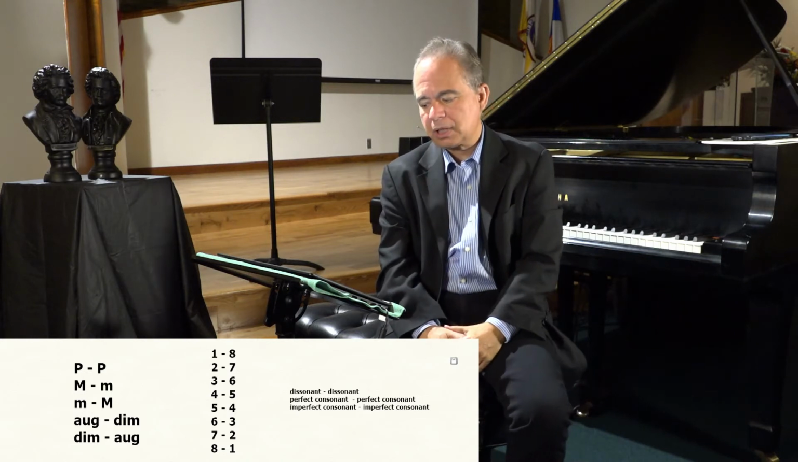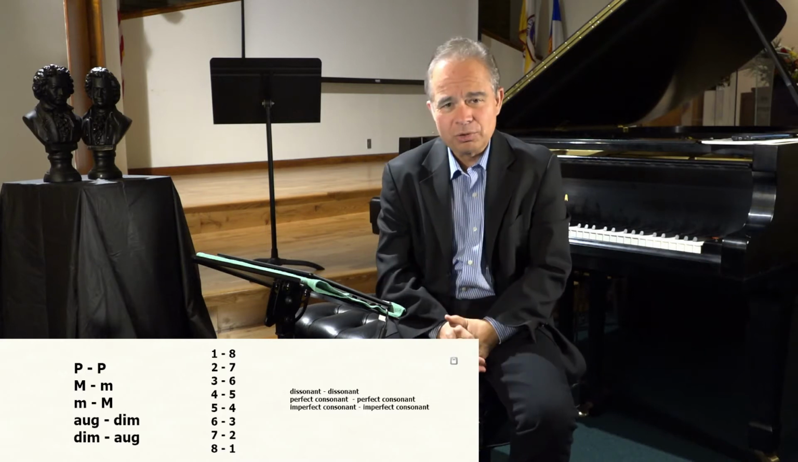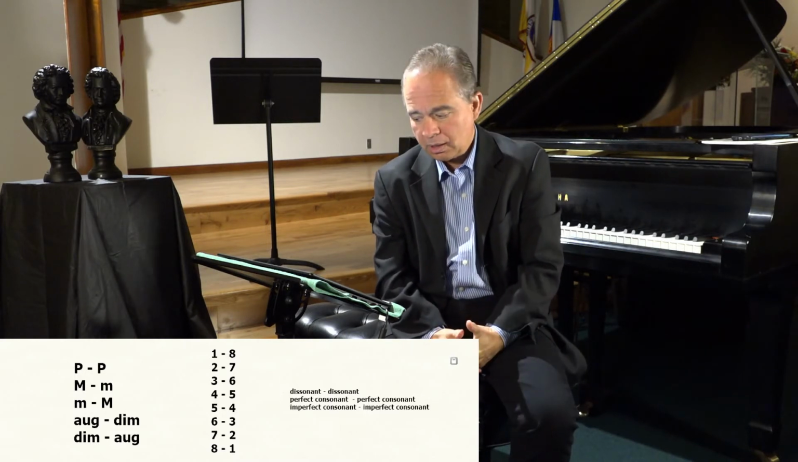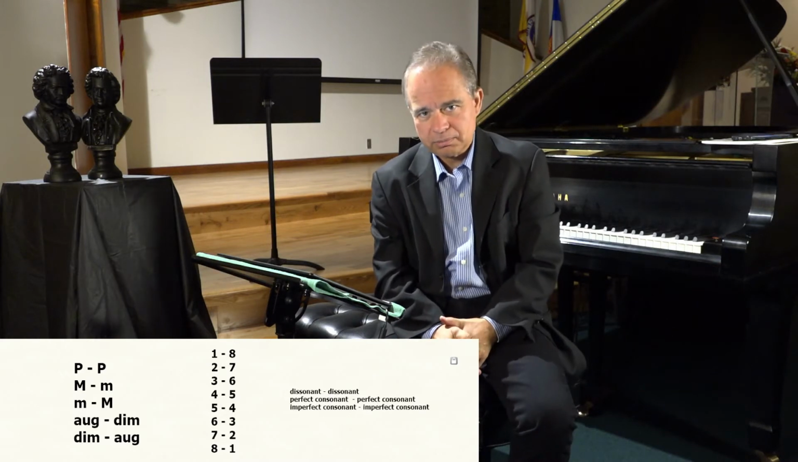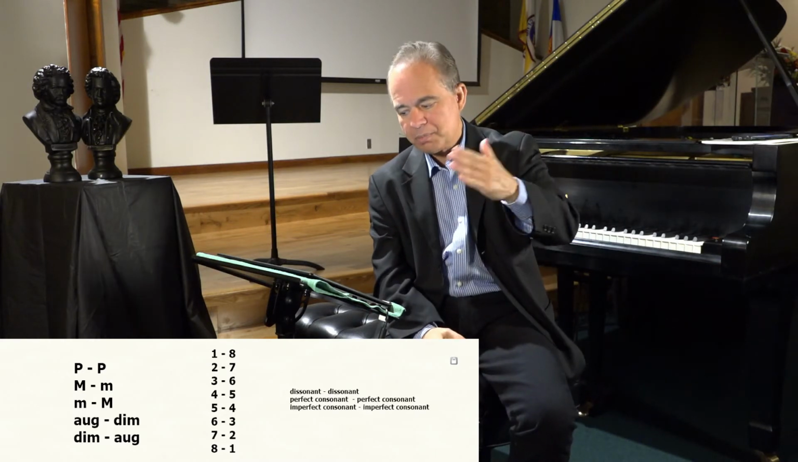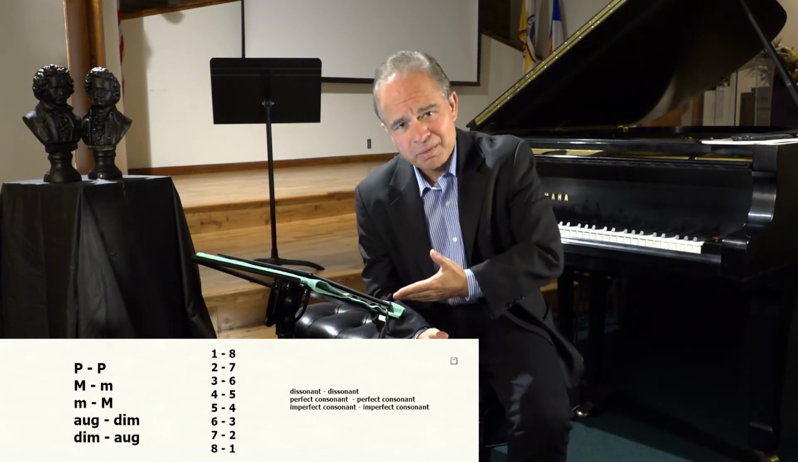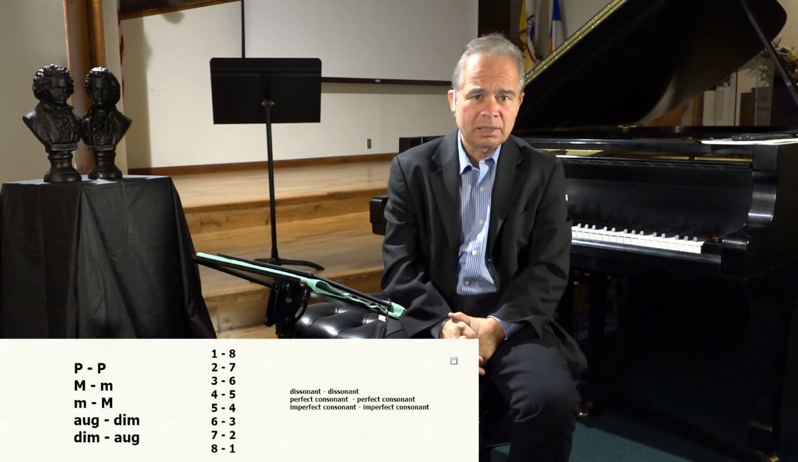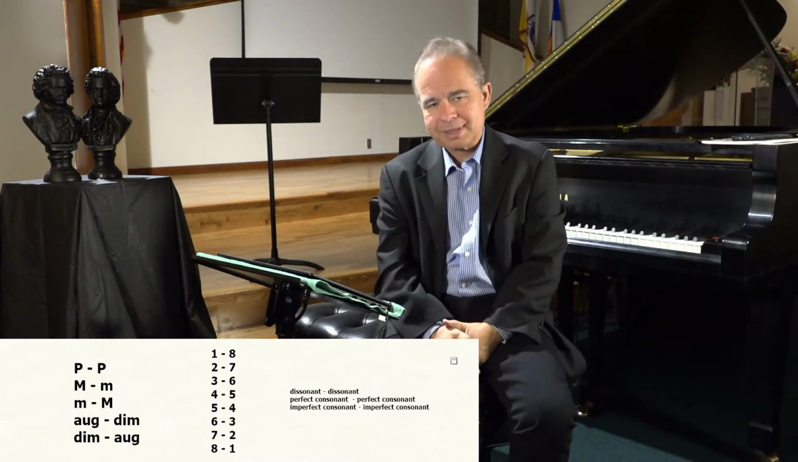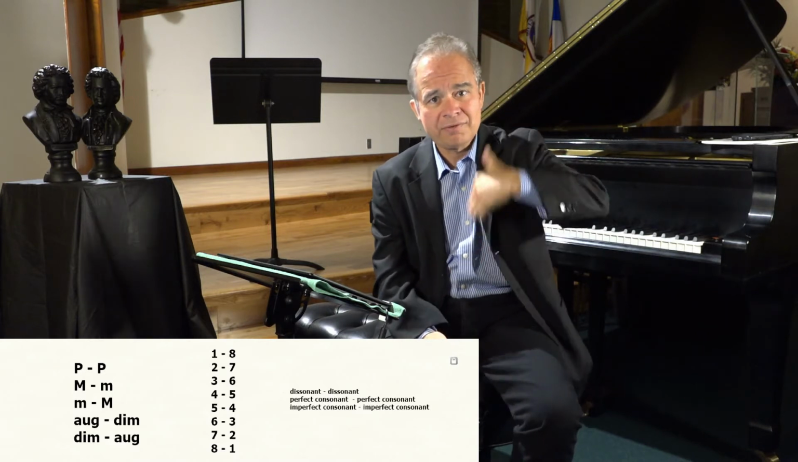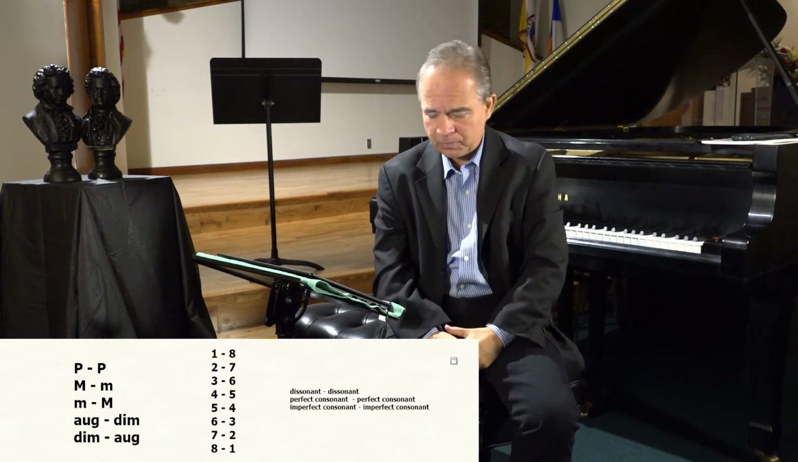In terms of consonance and dissonance, you can see from my chart here, they do not change. Consonant intervals remain consonant. Perfect consonances remain perfect consonances. Imperfect consonances remain imperfect consonances. And dissonances also remain dissonances. For example, seconds are dissonances. They invert into sevenths. Sevenths are also considered dissonances.